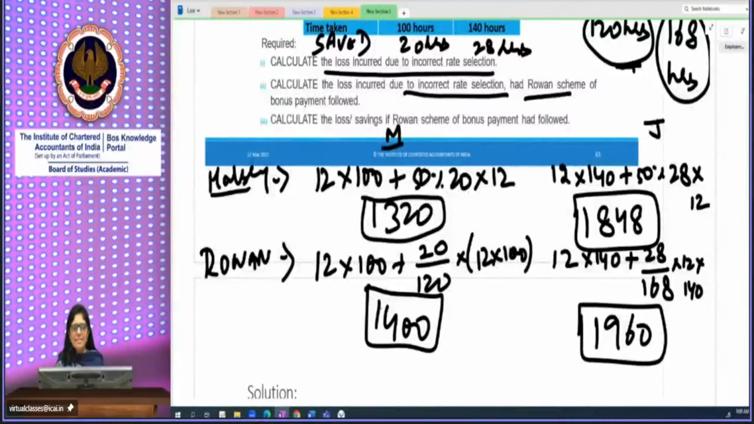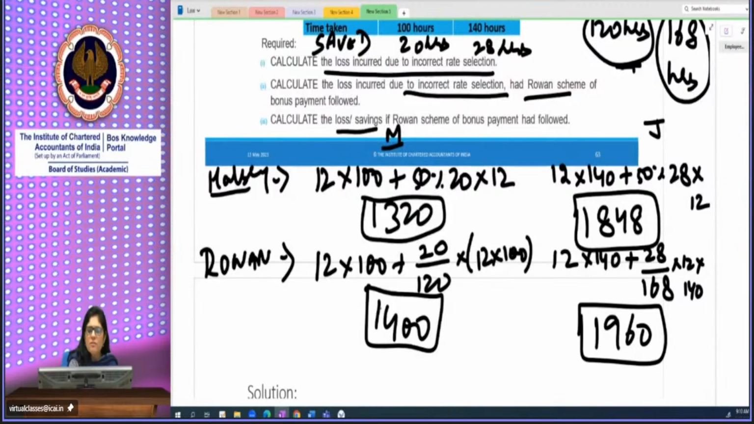So under Halsey, the excess wage paid is 1320 for M and 1848 for J. That is the excess wage paid because you should have taken 60 as the rate per hour, but you have taken 72 as the rate per hour. So the accountant has paid in excess. So that is the loss to the company. So if we are using Halsey, the loss will be 1320 and 1848 respectively. If we are using Rowan, the loss is 1400 and 1960 respectively. All right, great. So I think you have understood what the question is asking.